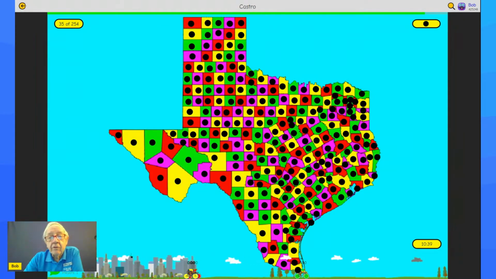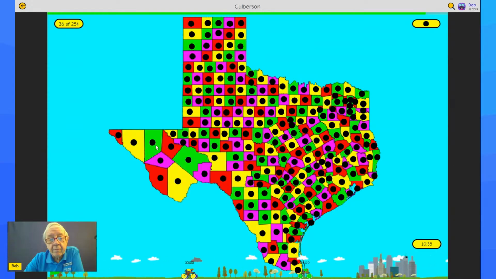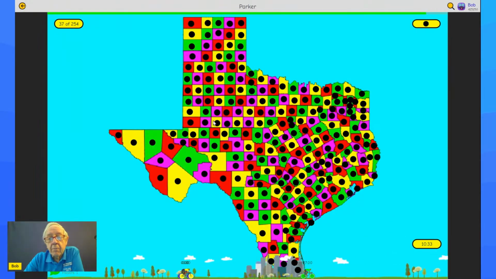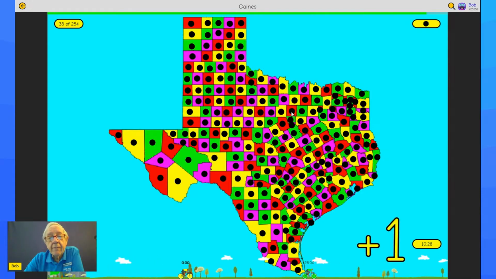So, okay, Castro. Let's see this Castro. It's a green light. Culberson. That's Culberson. Parker. This is Palo Pinto. This is Parker right next to it. Gaines.